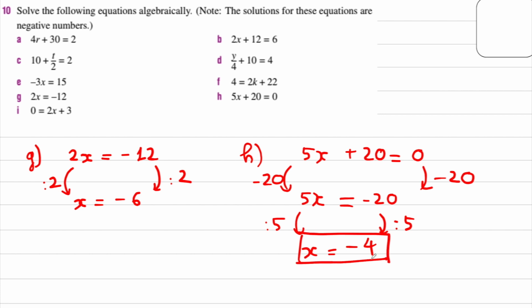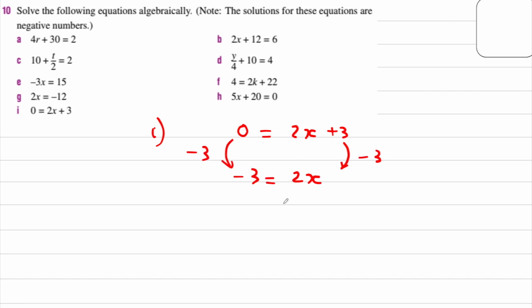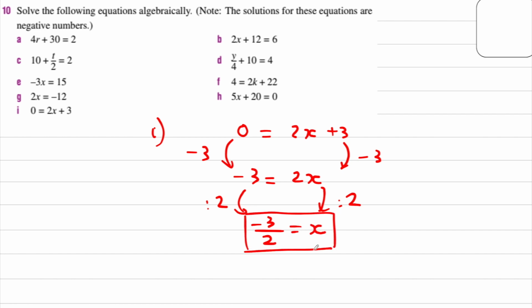Okay. And the last question is question I. About this question, it's quite easy, right? 2h plus 3, minus 3 now, minus 3 now. And here is 2h. Divide by 2, divide by 2, minus 3 over 2 equal to 8. Yeah, of course, that is question I.